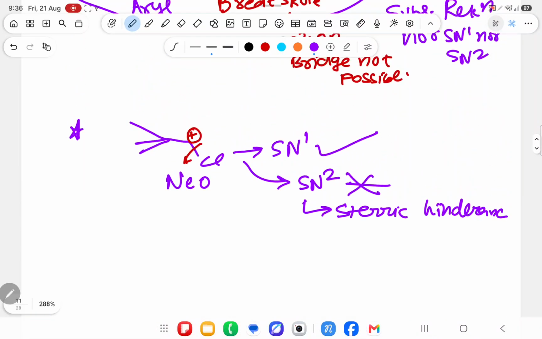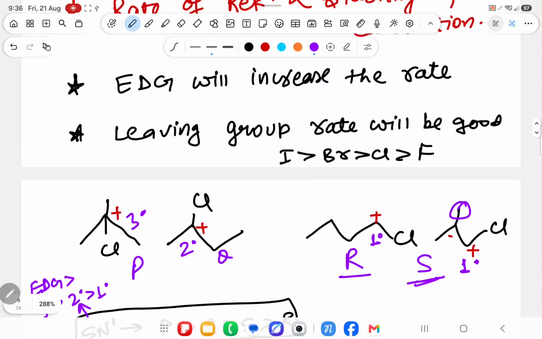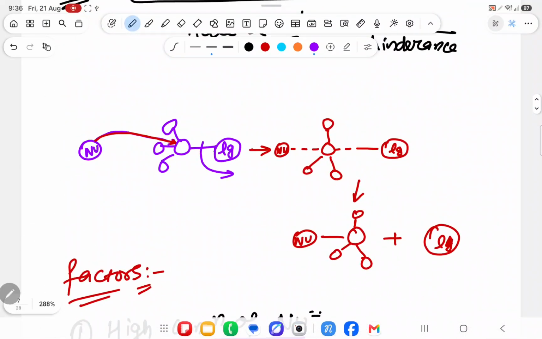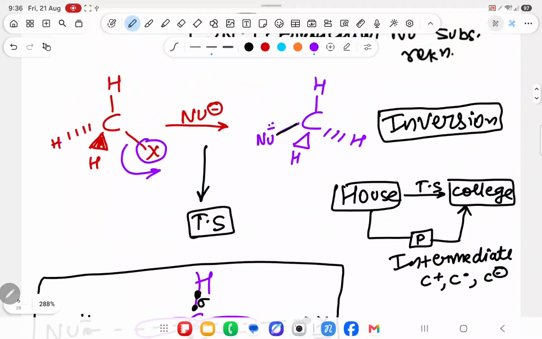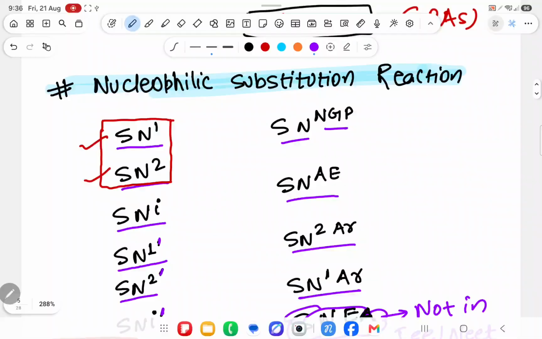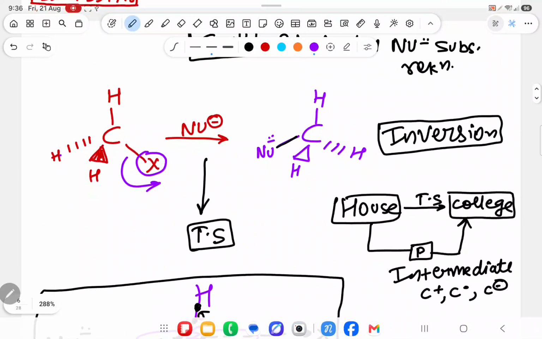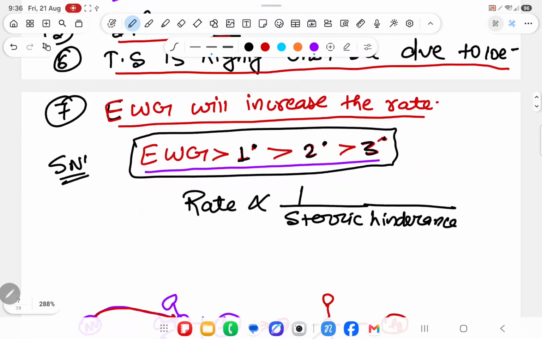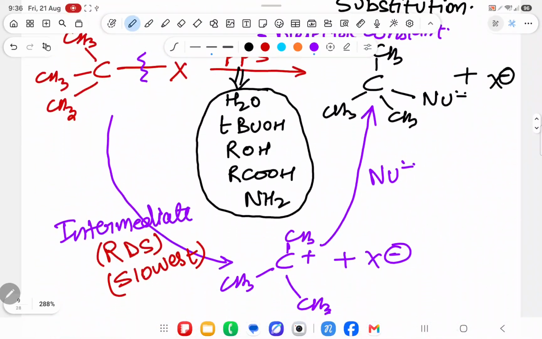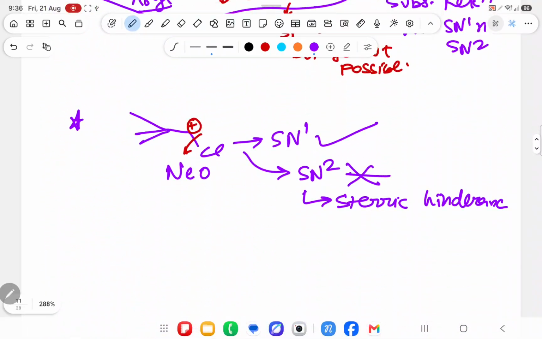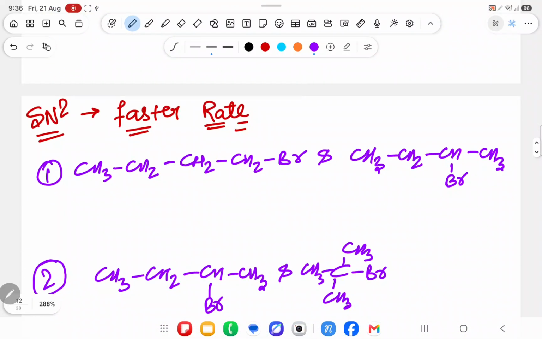In the last lecture, you have seen that SN2 will be 1 degree, then 2 degree, then 3 degree. For electron withdrawing group, it is SN2 first, then 1 degree, then 2 degree, then 3 degree, and SN1 is opposite to that. Opposite means first electron donating group, then 3 degree, then 2 degree, then 1 degree. Those who have seen the last lecture of the first part of hydrocarbon will understand what I am trying to say.